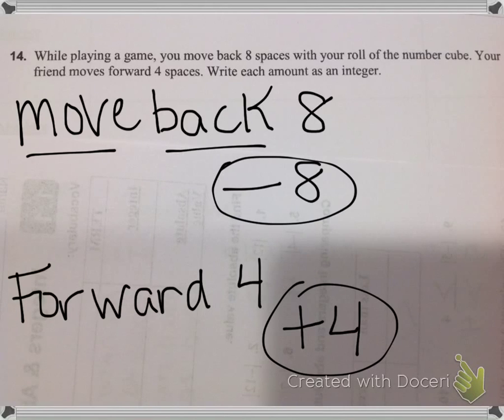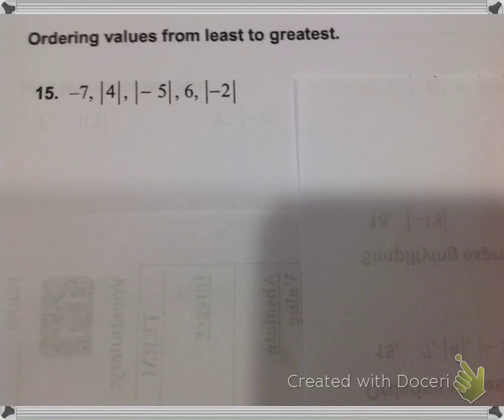And I'm putting that positive symbol in front of the 4. Obviously, positive numbers, we don't usually have the positive, but just to clarify what the answer is, positive or negative for these, I'm putting it there. Okay, and for this last part, you're just going to be ordering the values from least to greatest.